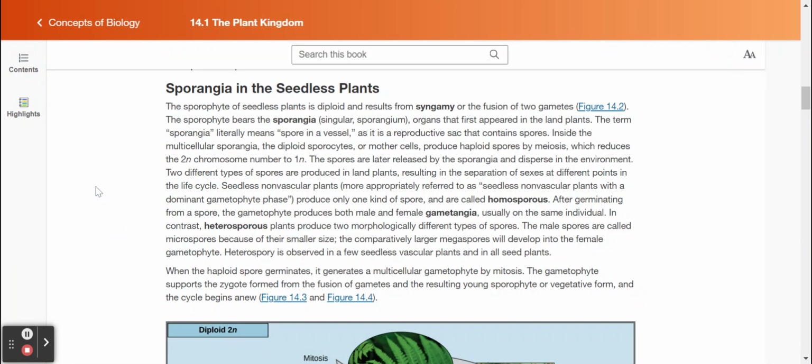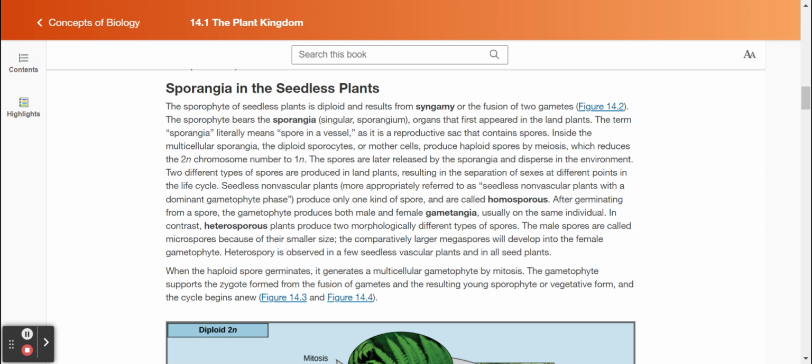Sporangia in the seedless plants. The sporophyte of seedless plants is diploid and results from syngamy, or the fusion of two gametes. The sporophyte bears the sporangia, or singular sporangium, organs that first appeared in the land plants. The term sporangia literally means spore in a vessel, as it is a reproductive sac that contains spores.